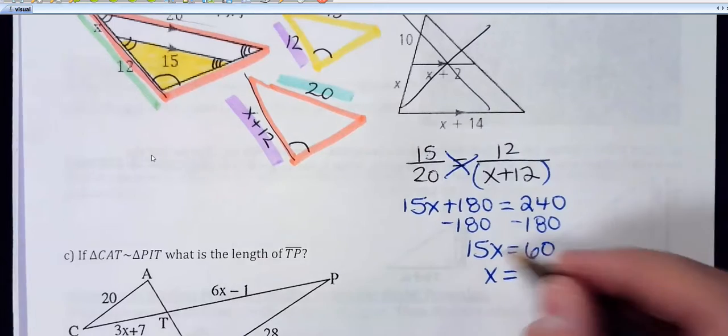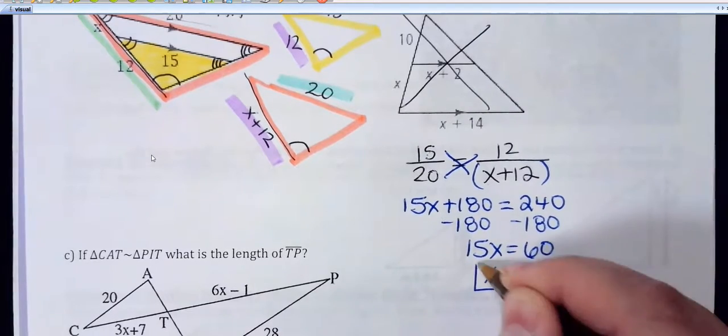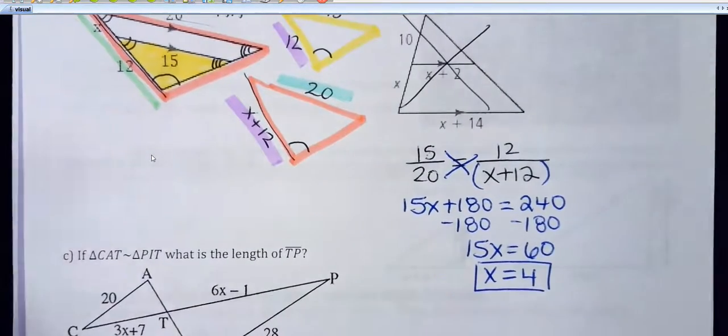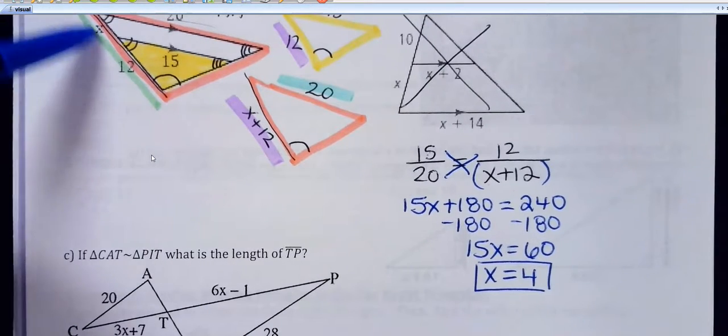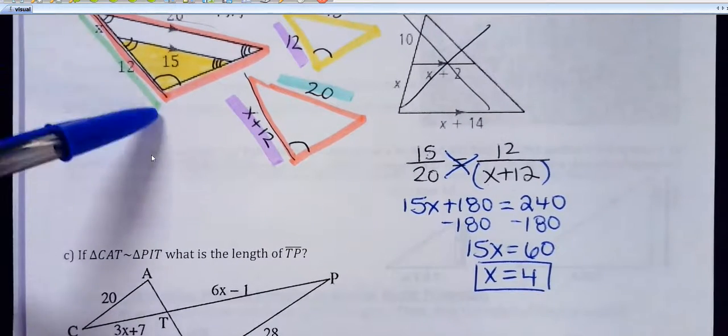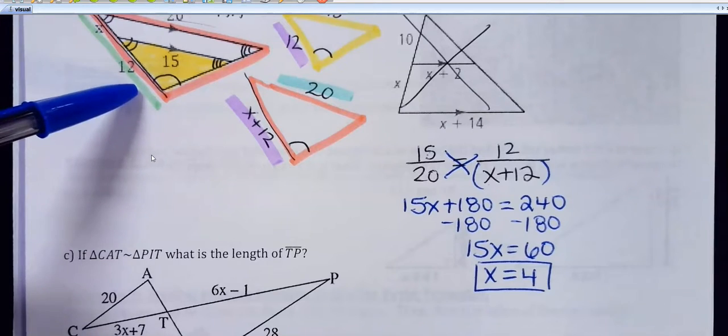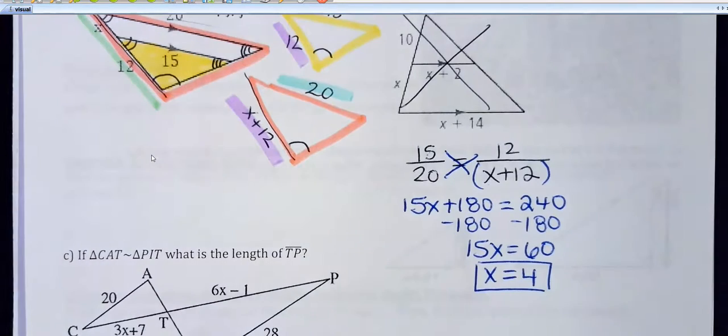Yes, should be 4. All right. Anybody have any question about the most important part I want to make sure you understand? Do we understand where the X plus 12 came from? Does anybody not get that? Okay. Now, I'll do another one.